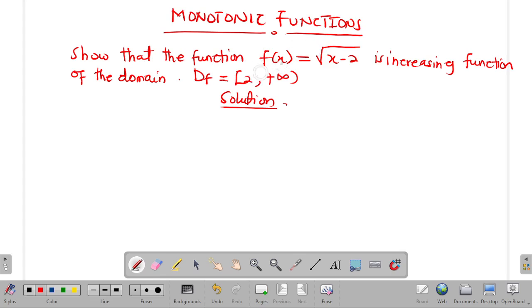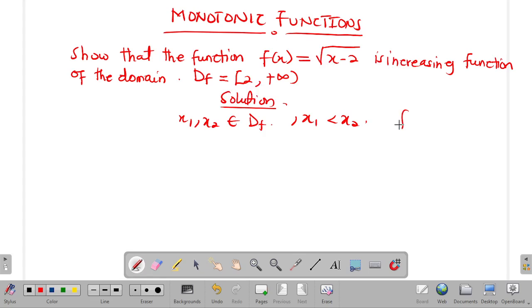For monotonic functions, to determine if a function is increasing over a domain, the first thing to do is to select two random numbers from the domain, so that x1, x2 is a member of this domain D f, where x1 is less than x2. You first create this assumption, and it is going to be our guide. So we want to prove that this function is increasing over the domain.